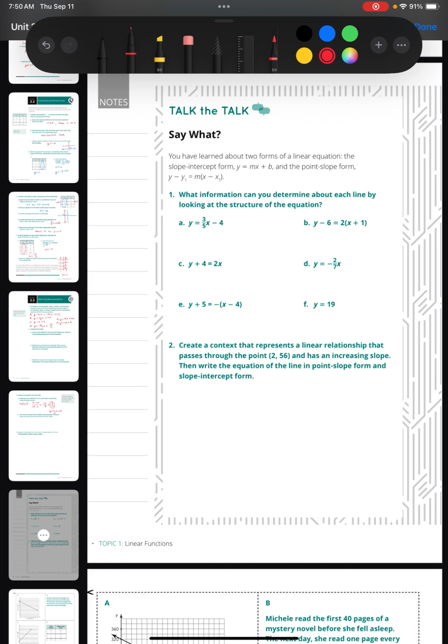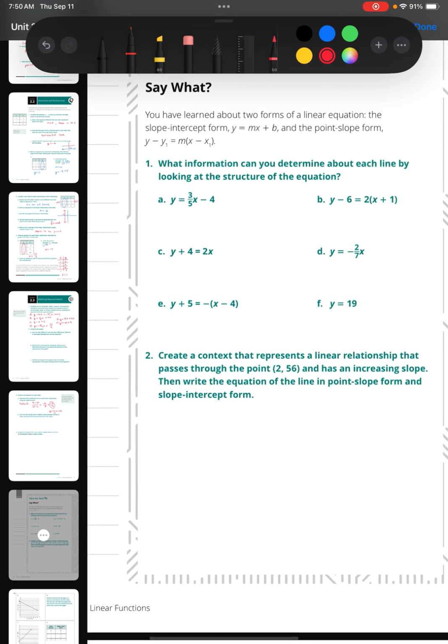All right, wrapping up here, talk the talk. Say what you've learned about two forms of a linear equation. Slope-intercept form, we need a slope and a y-intercept. Point-slope form, we need a slope and a point we're given. What information can you determine about each line by looking at the structure of the equation?